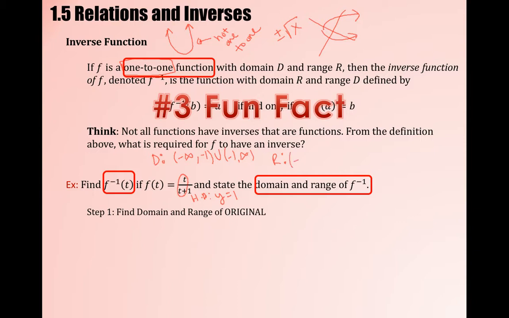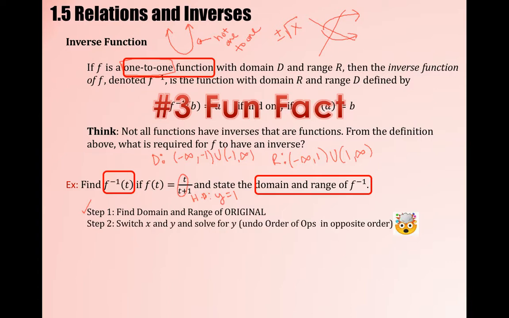So your range would be from negative infinity to 1 and 1 to infinity. It's going to skip over 1, right? Or all real numbers except for 1. All real numbers except for -1, if you want to write it like that. Okay, great. So we've done step 1. Let's keep going. Now we want to switch the x and the y, and we want to solve. So we're going to actually solve for the inverse.